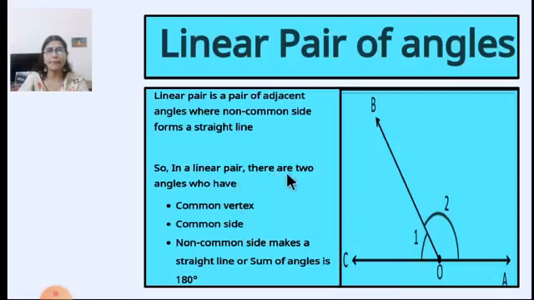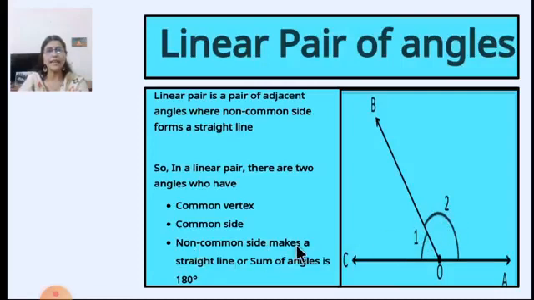So in a linear pair there are two angles. You can see here two angles, angle 1 and angle 2, which have a common vertex. O is the common vertex to both angle 1 as well as angle 2. And there is a common side. The common side is OB. OB is common to angle 1 as well as to angle 2.